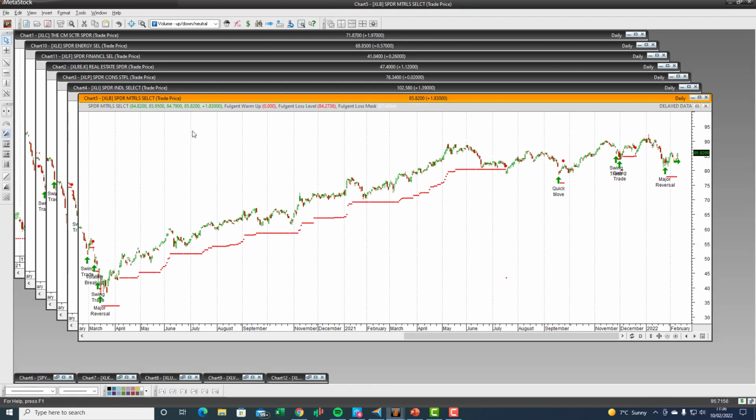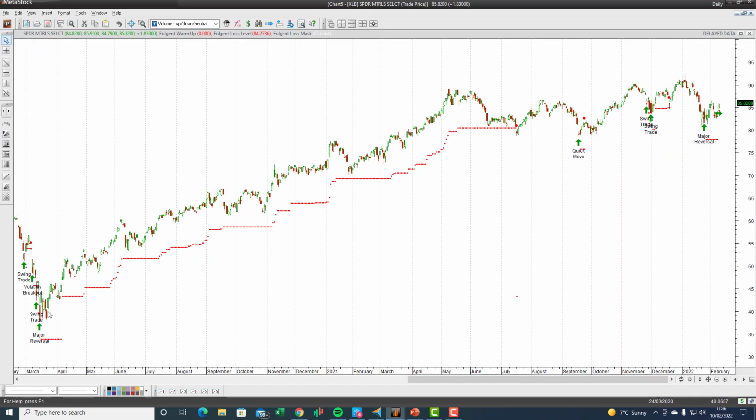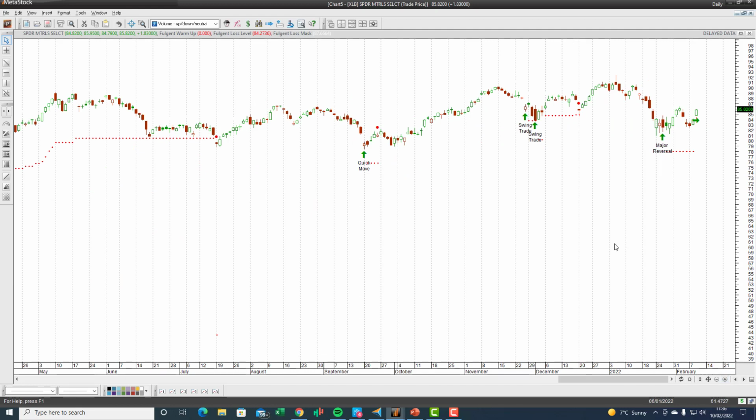Next up is XLB Materials. You can see there, major market reversal, fantastic trade there. So the easy money was certainly made in 2020 and 2021. Now it's getting a little bit more difficult as the market is moving somewhat sideways and becoming choppy. And the most recent signal is a major market reversal signal.